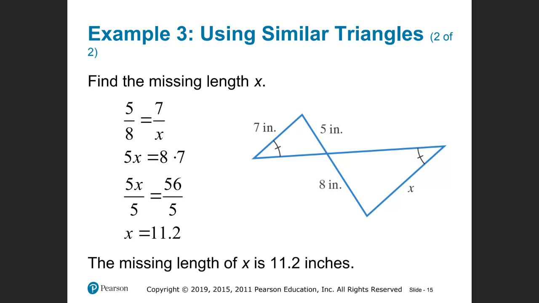We want to solve for x. We can cross multiply. 5 times x is 5x. 8 times 7 is 56. Divide both sides by 5 because you want to solve for x. That gives us x is equal to 11.2. So that tells us that the value of x is 11.2 inches.